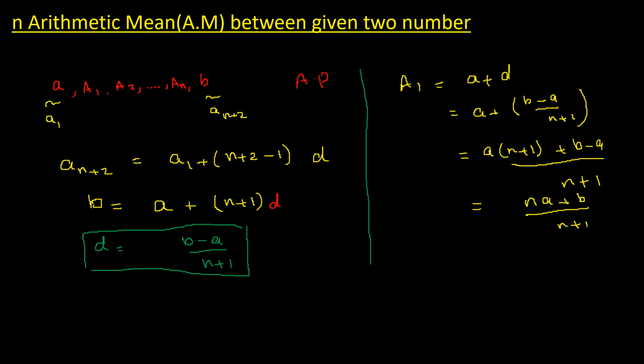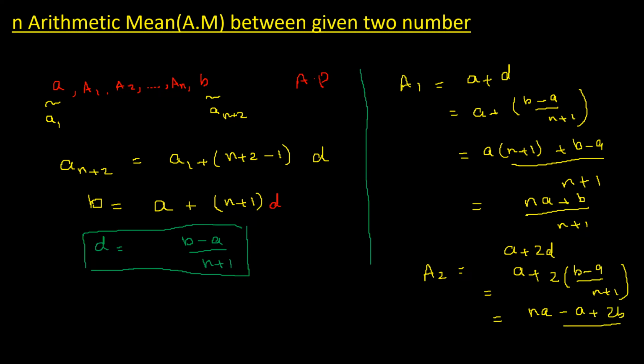By continuing in this fashion, we can get a2. a2 is equal to a plus 2d, which makes it a plus 2 times (b minus a) over (n plus 1), and that gives (na minus a plus 2b) over (n plus 1), and so on.